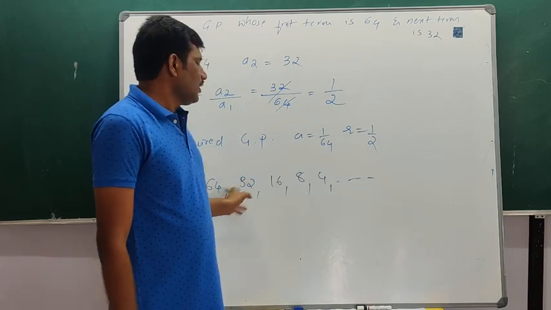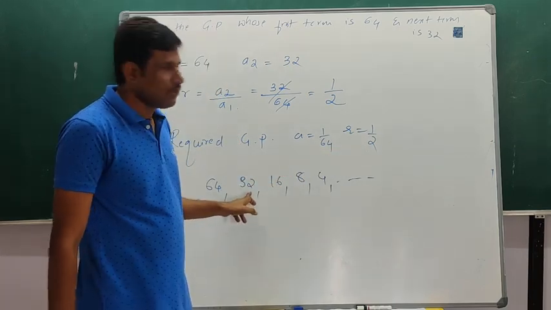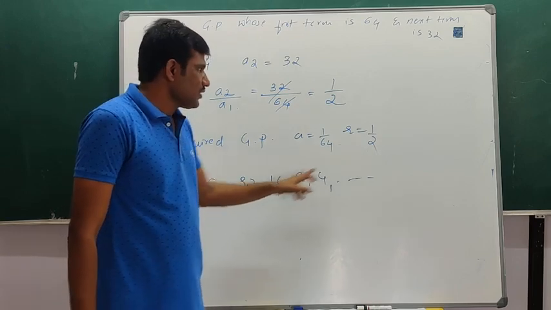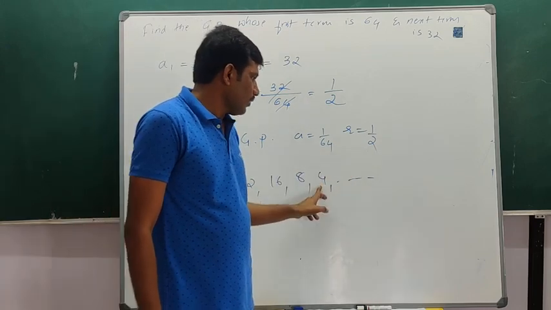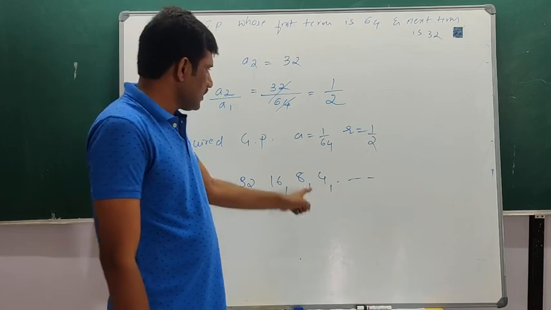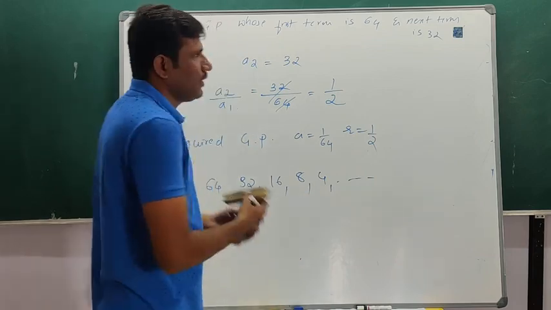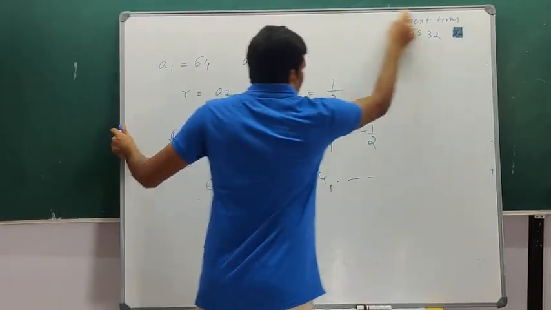So that is 1 by 2 into 64, that is 32. 32 into 1 by 2, 16. 16 into 1 by 2, 8. 8 into 1 by 2, 4, and so on. So this is the required GP. Right? Next problem here.